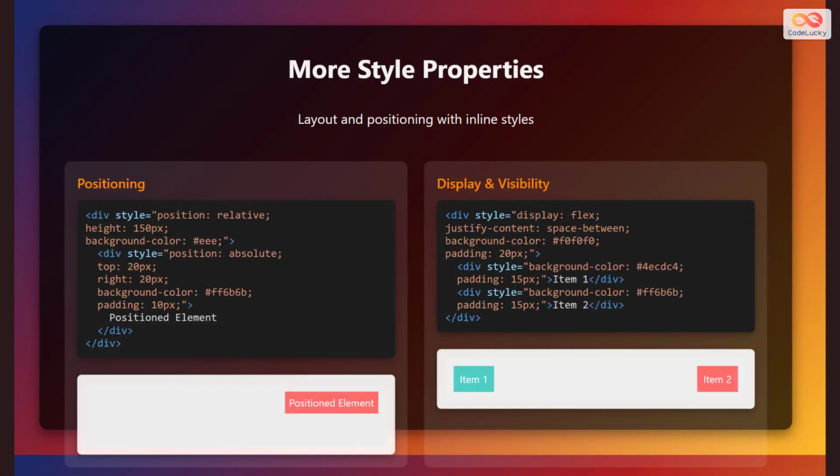In this section, we'll cover layout and positioning with inline styles. First, we will look at positioning. The code demonstrates how to use position, top, and right properties to place an element within a container. Next, we'll look at display and visibility. You can use display flex and justify content properties to control the layout of elements within a container, as shown in the example.